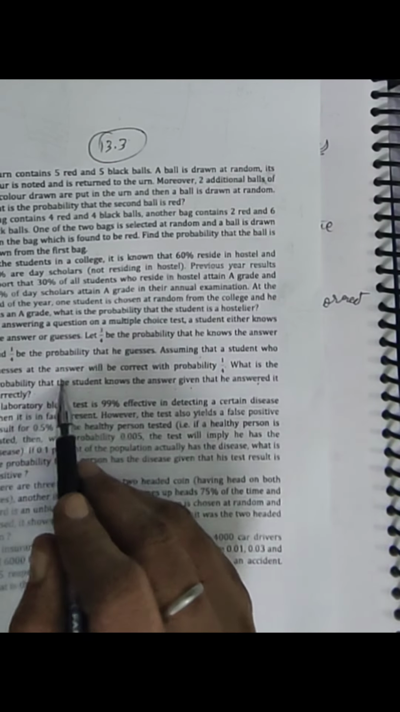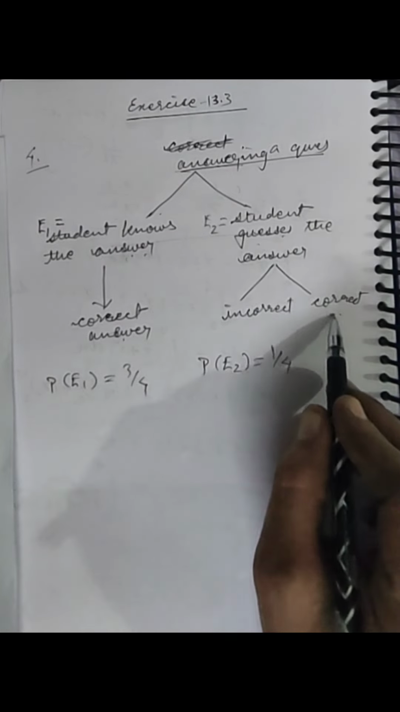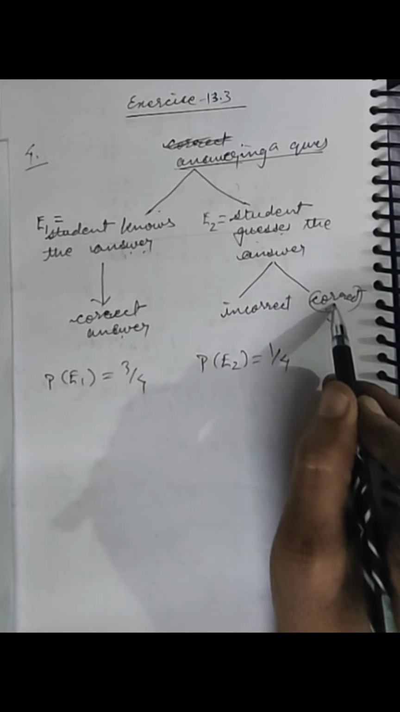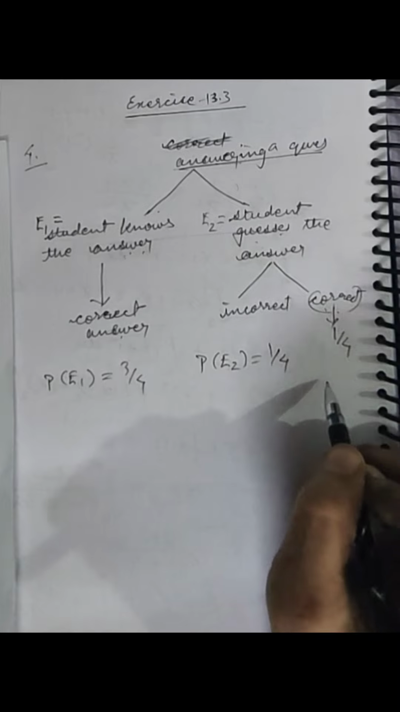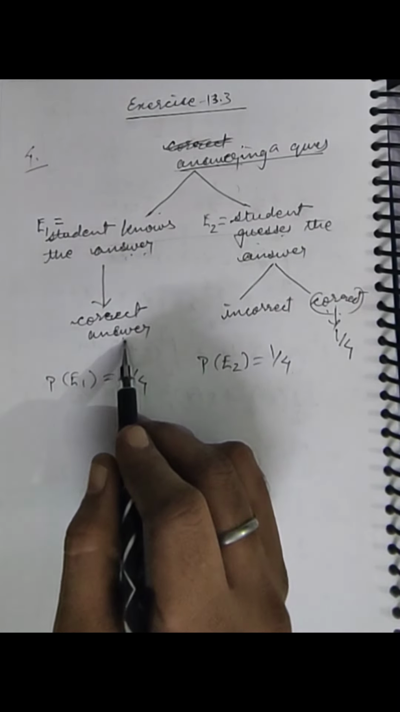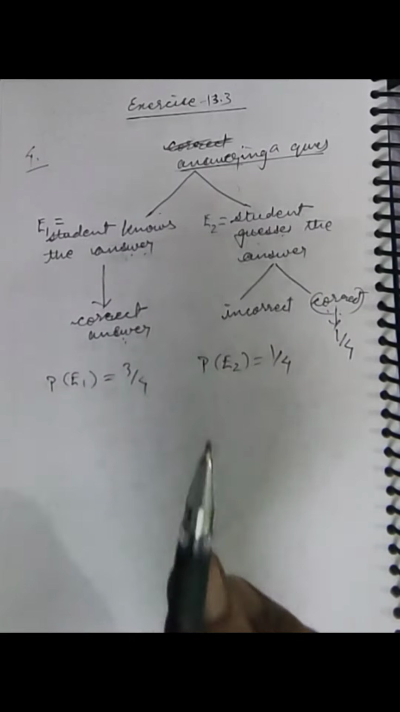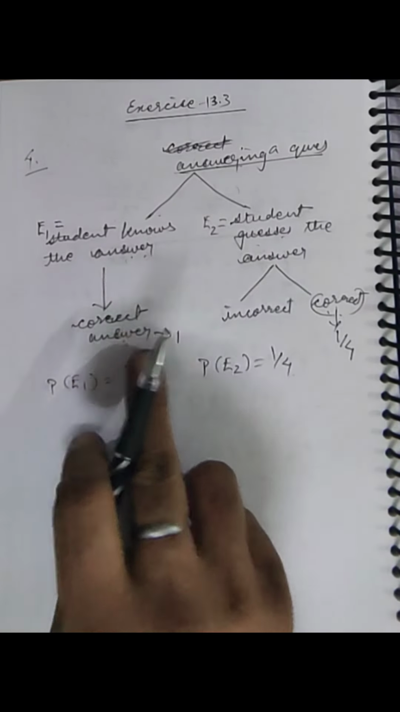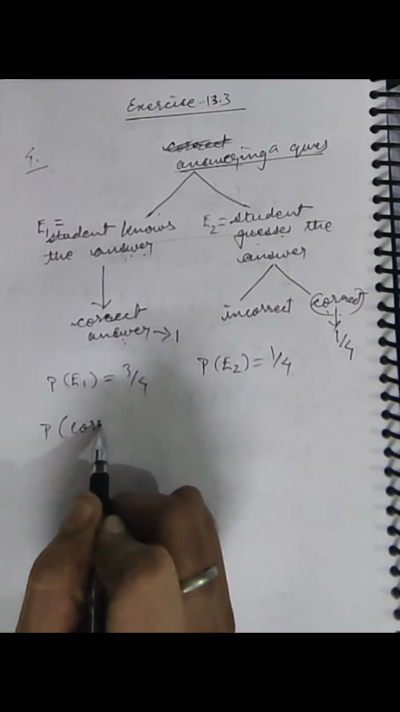Assuming that a student who guesses the answer will be correct with probability 1 upon 4, it means that when a student guesses the answer, the probability of being correct is given as 1 upon 4. And for this branch we are not given anything about the correct answer when he knows the answer. Reason: if he knows the answer, for sure the probability will be 100%, that is 1. So here we have to focus on the probability of the correct answer.